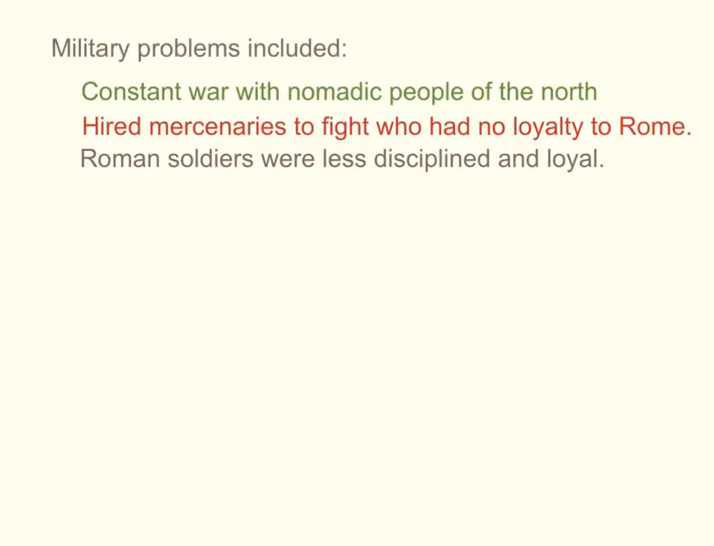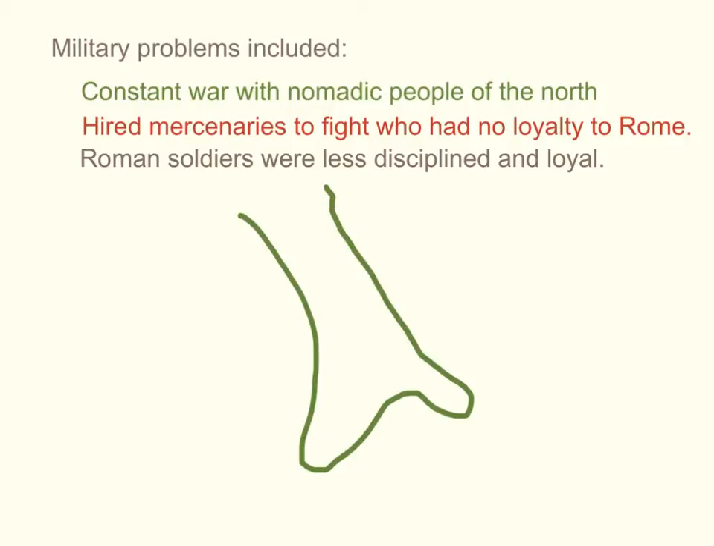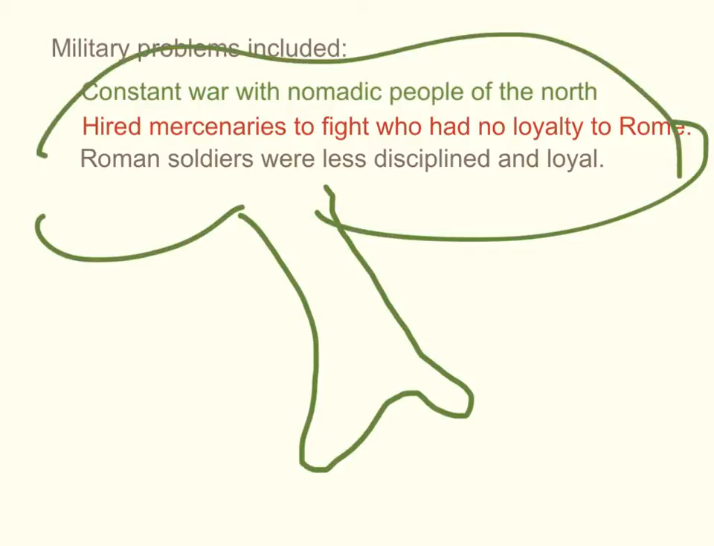Military problems included constant war with nomadic people of the north. So you have Rome and the empire around it, right? And you have constant attacks by the nomadic people up here, the Germanic tribes, who are constantly trying to get into Rome because of the Huns.